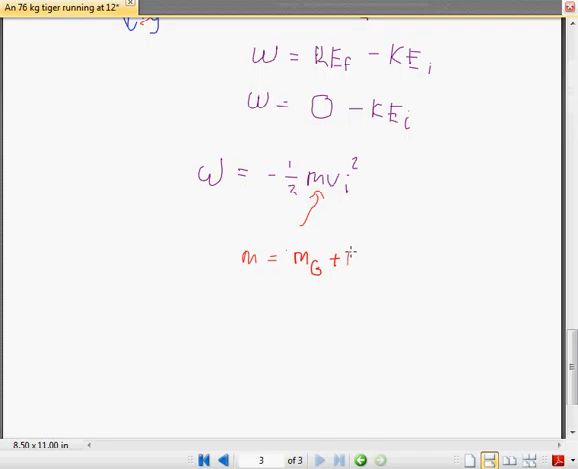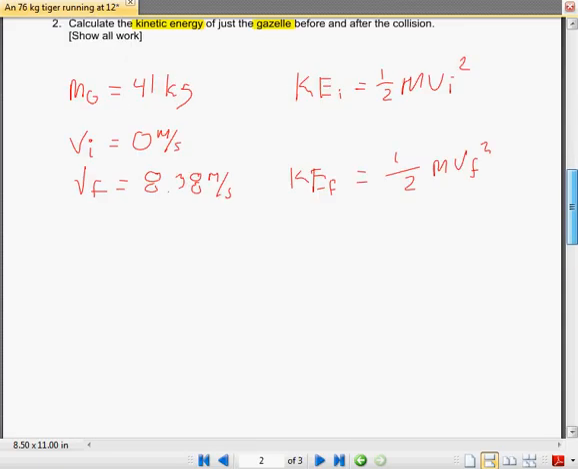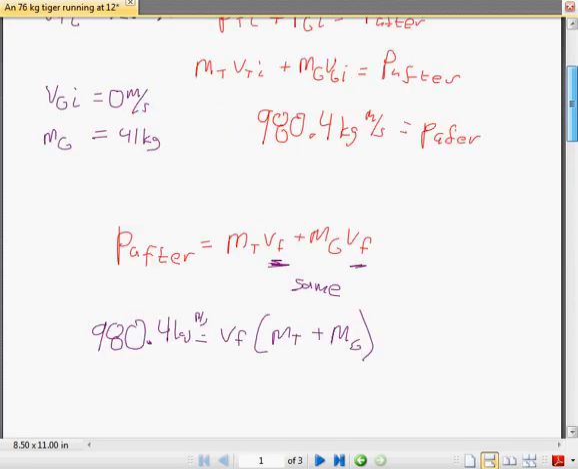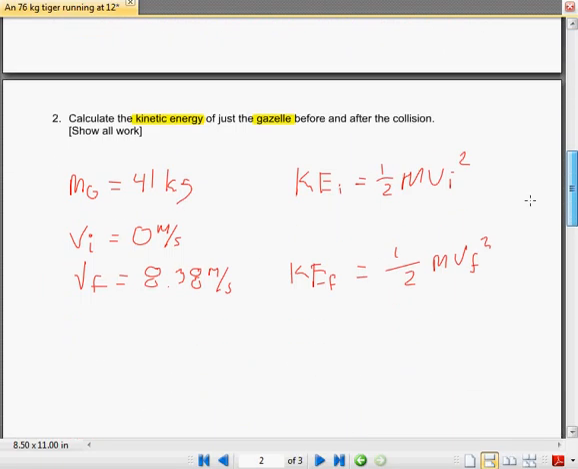So you can now say this. I'm going to combine this into this. I'm going to say work equals negative 1/2 times (m_g plus m_t) times v_i squared. And what's my v_i, guys? I had it up here before. We can go all the way up. The v_i is going to be, and it's strange, but it's going to be our v_f from before. It's going to be this value right here.